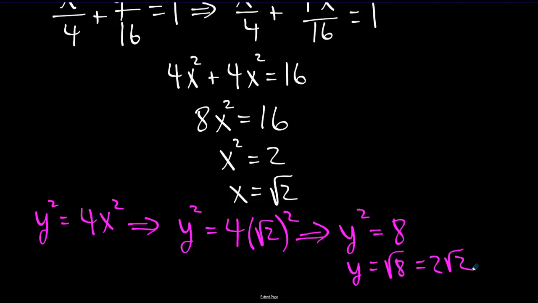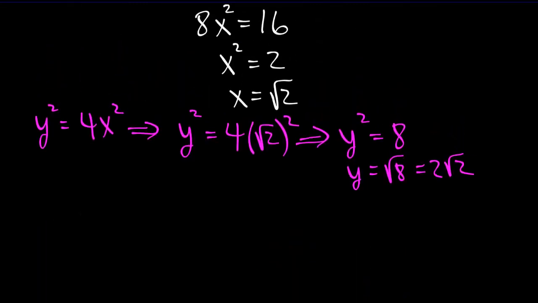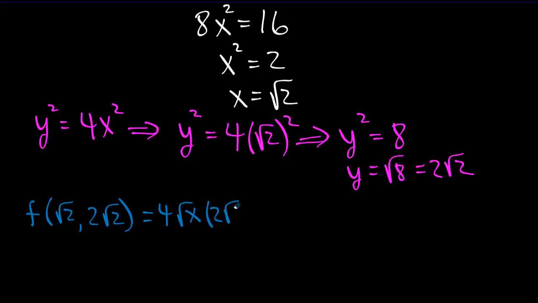So now we have x and we have y. So let's see what our area would be then. So this is what we have. We want to find f of the square root of 2, comma, 2 square roots of 2. And I want to see if I can figure out what the area is going to be. So this is 4x times y. Whoops, I put an x there. That's x is the square root of 2.